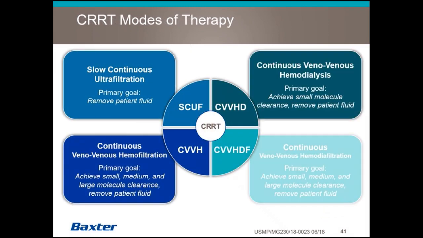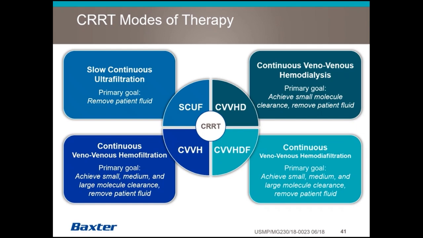Depending on the machine that you have available, there are 4 modalities that you can offer when you're doing CRRT. First, we'll discuss SCUF, slow continuous ultrafiltration. The primary goal of SCUF is to remove patient fluid. If your physician orders SCUF, there will be no dialysate solution or replacement solution ordered, so there will be no diffusion or convection, only removing patient fluid.